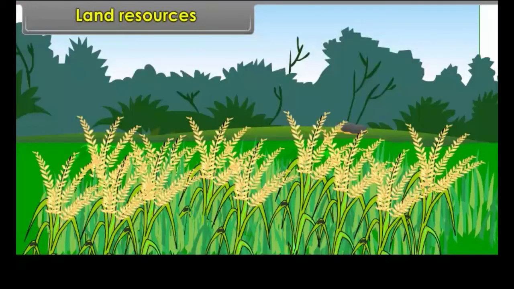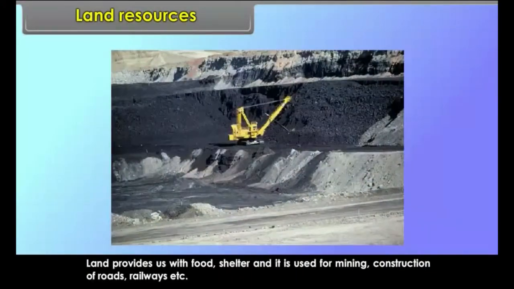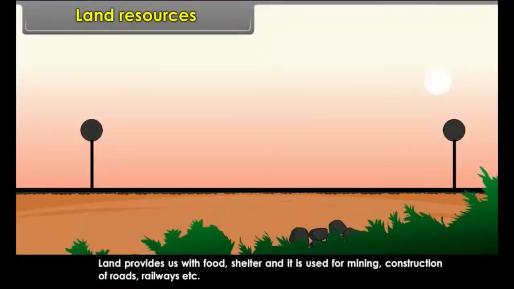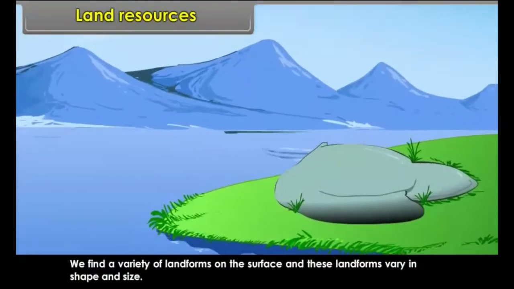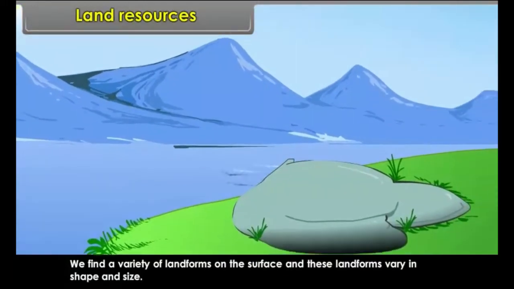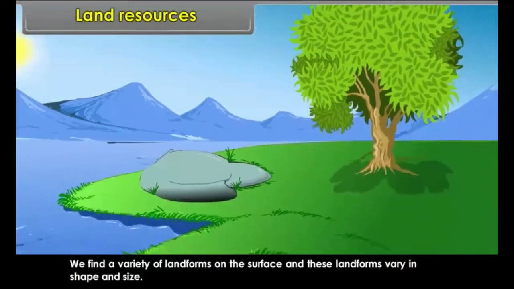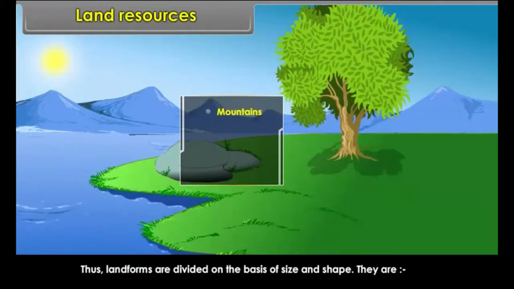Land provides us with food, shelter, and it is used for mining, construction of roads, railways, etc. We find a variety of landforms on the surface, and these landforms vary in shape and size. Thus, landforms are divided on the basis of size and shape. They are mountains, plateaus and plains.